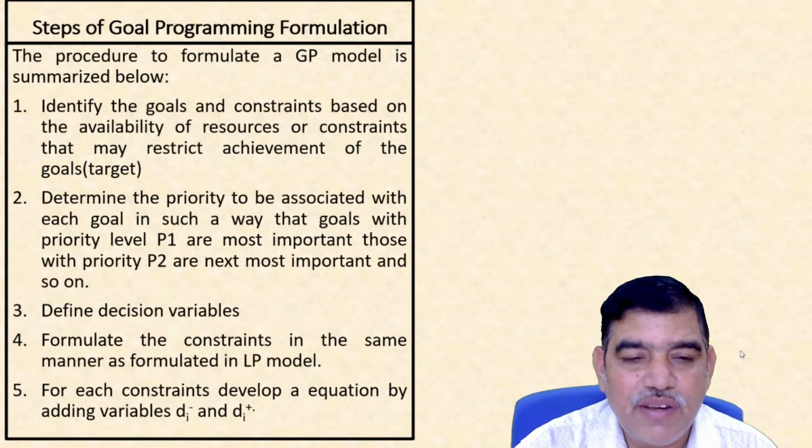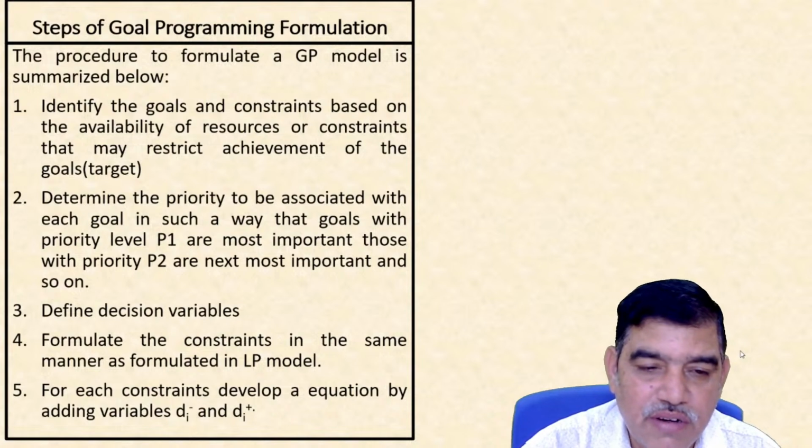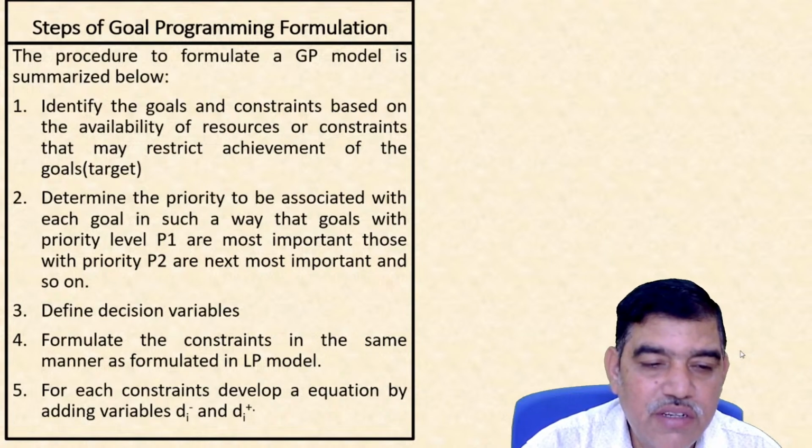So in LPP, what happened? When we try to solve an LPP, first we formulate the LPP, then we implement the graphical method or simplex method to find the optimal solution. But there is only one objective function. That objective function may be minimized or maximized. Here we use the same process of the LPP model to formulate the constraints.